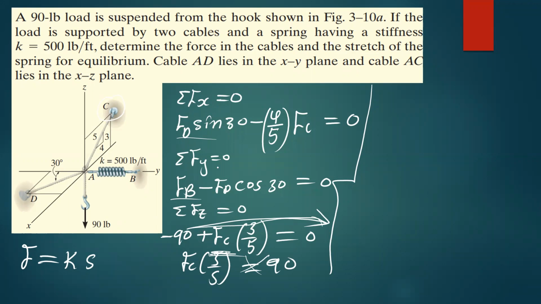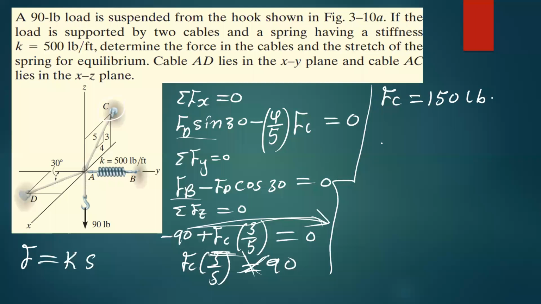So our first force, which is FC, it will give us what? When you do the cross multiplication there, 5 times 90, that is going to give you 450. 450 divided by 3, that will give us 150. So we have 150 pounds. That is our first force.